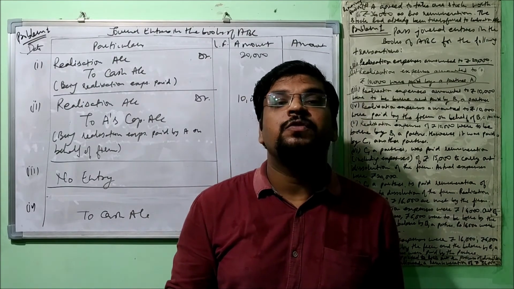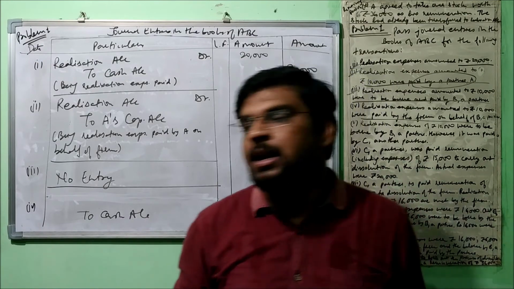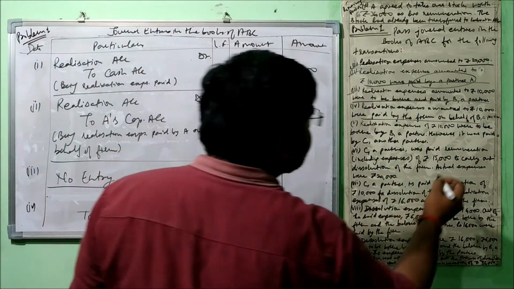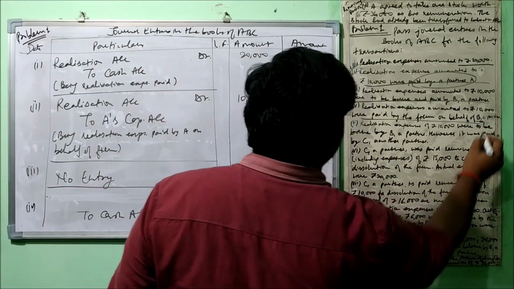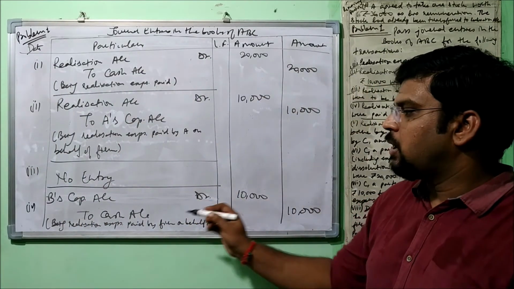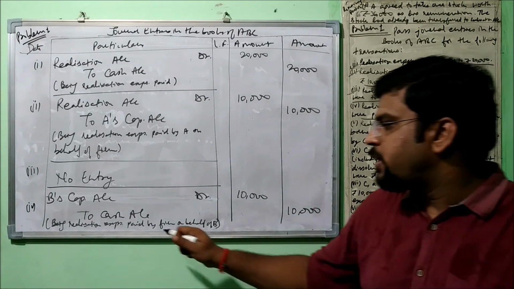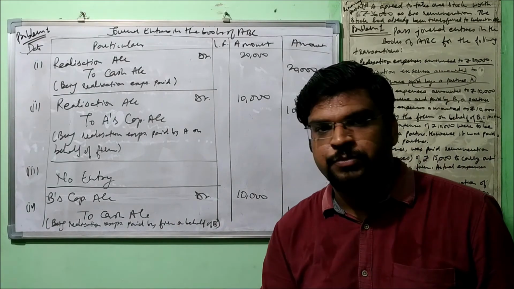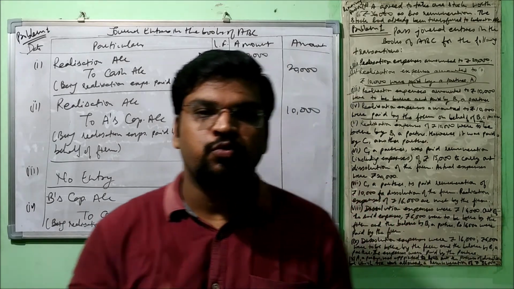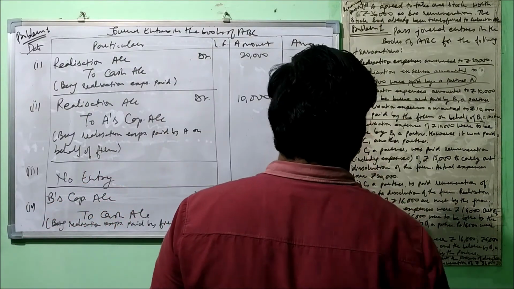Right? And these were to be borne by a partner, but the firm paid. The firm will recover from whom? From the partner. And how? By debiting his capital account. So who was the partner? B. Right? So B's capital account will be debited. B's capital account debit 10,000 to cash account 10,000 being realization expenses paid by the firm on behalf of B. Understood the point?